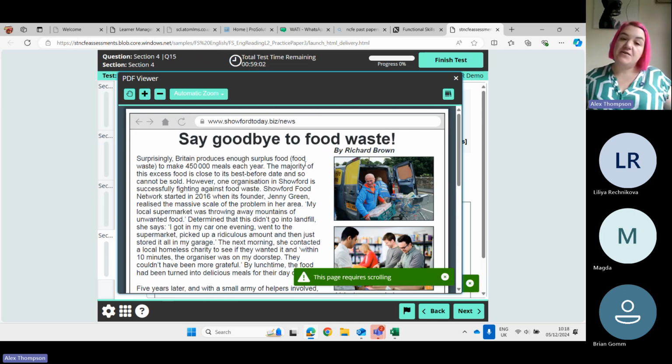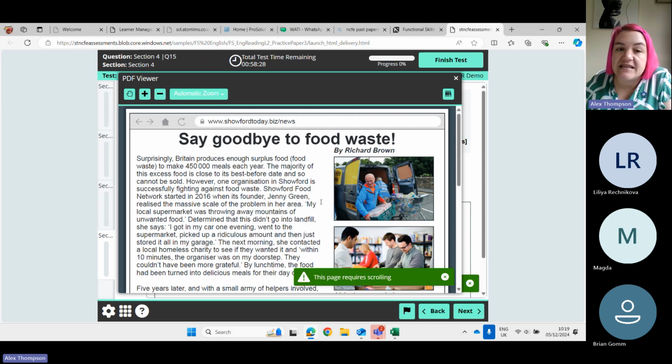Okay, so again, you may have seen this paper in some of the previous classes. This one is about food waste. So it's an online article. Already I'm analysing it and picking out some of these layout features as we go. So I can see it's a website, it's an article, and it was written by a guy called Richard.